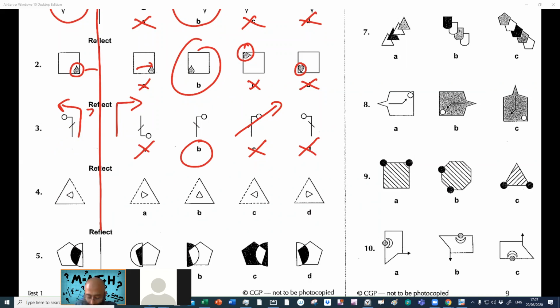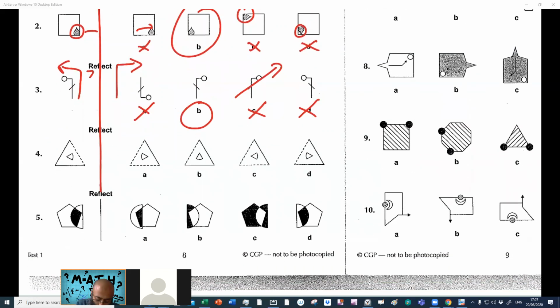Question number 4, we have a dotted line along here, which is running towards the mirror. So in the mirror, it'll be running the opposite direction of that. So we can't have a double dotted line. That's wrong straight away. The little triangle, like a cone, is facing this way. It'll be facing that way. So it won't be facing up. That's wrong. That only leaves you with D.